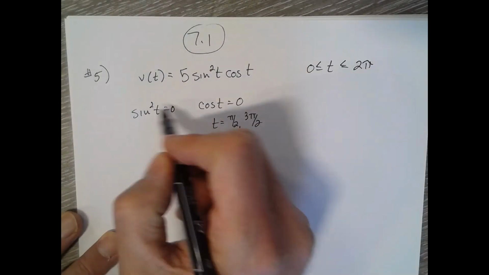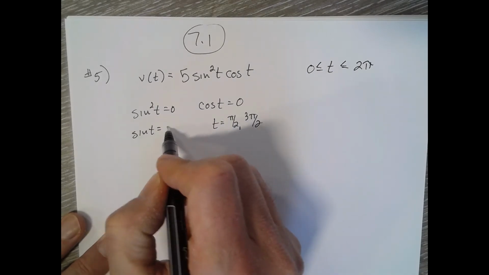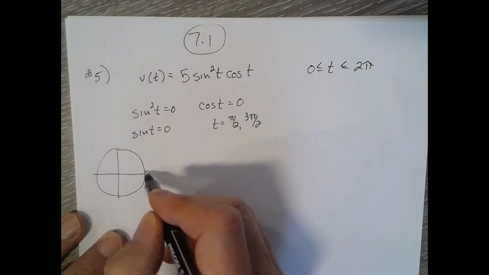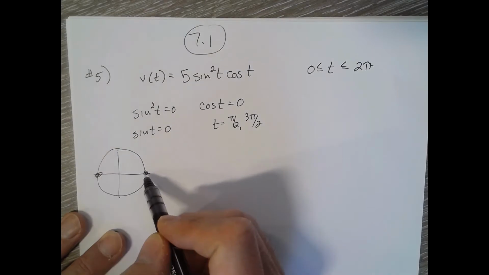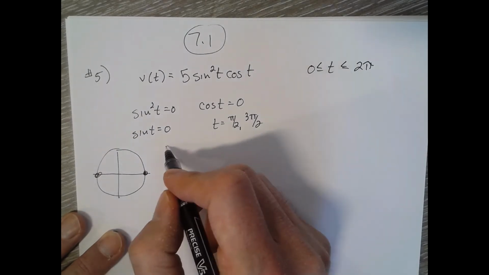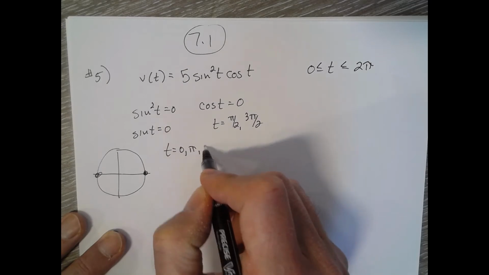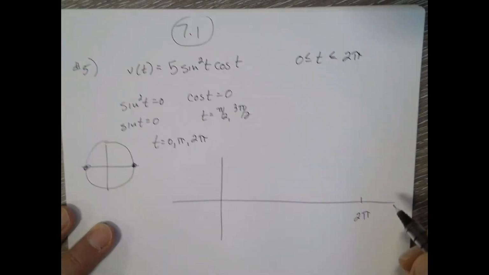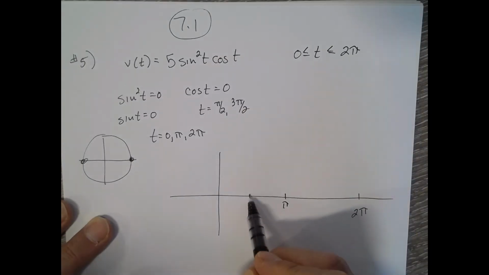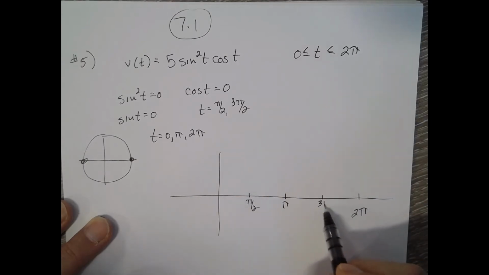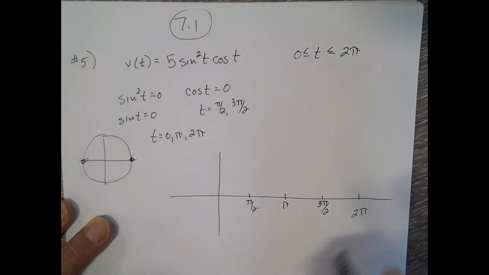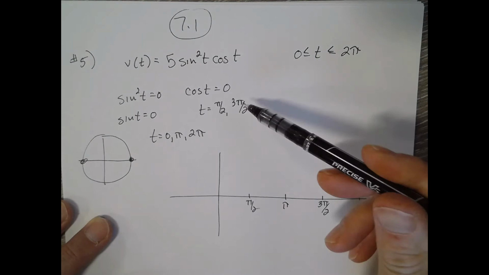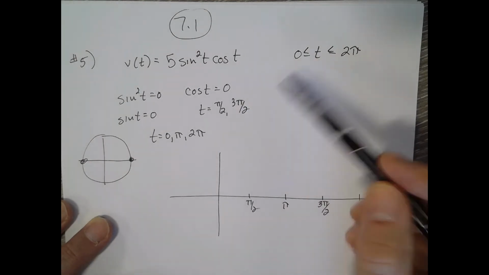Square root, so basically sine of t equals 0. Where is sine equal to 0? On the unit circle, sine is 0 at 0, at pi, and at 2 pi again. So 0, pi, and 2 pi. Making a sketch from 0 to 2 pi, I know it's going to go through the t-axis at pi over 2 and 3 pi over 2. This is a double root.